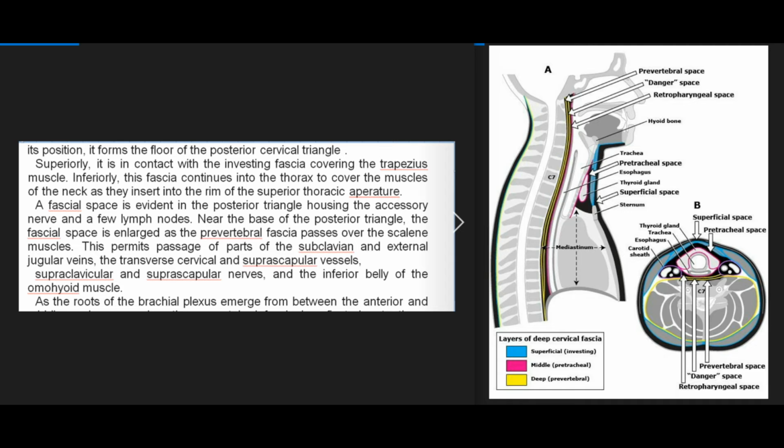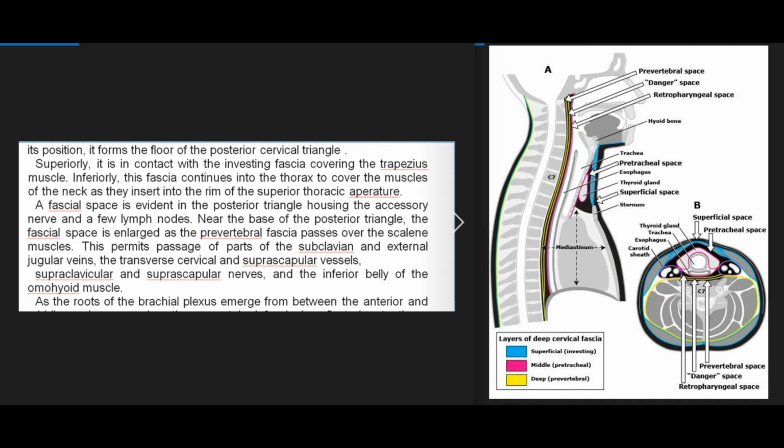Superiorly, it is in contact with the investing fascia covering the trapezius muscle. Inferiorly, this fascia continues into the thorax to cover the muscles of the neck as they insert into the rim of the superior thoracic aperture. A fascial space is evident in the posterior triangle housing the accessory nerve and a few lymph nodes. Near the base of the posterior triangle, the fascial space is enlarged as the prevertebral fascia passes over the scalene muscles. This permits passage of parts of the subclavian and external jugular veins, the transverse cervical and suprascapular vessels, supraclavicular and suprascapular nerves, and the inferior belly of the omohyoid muscle.